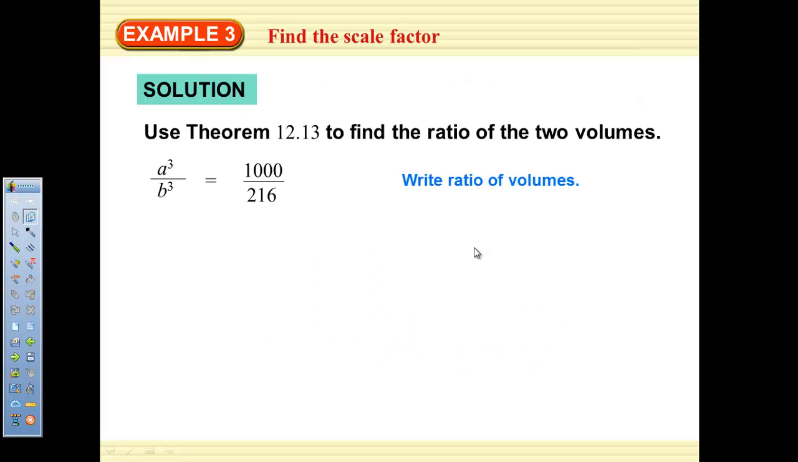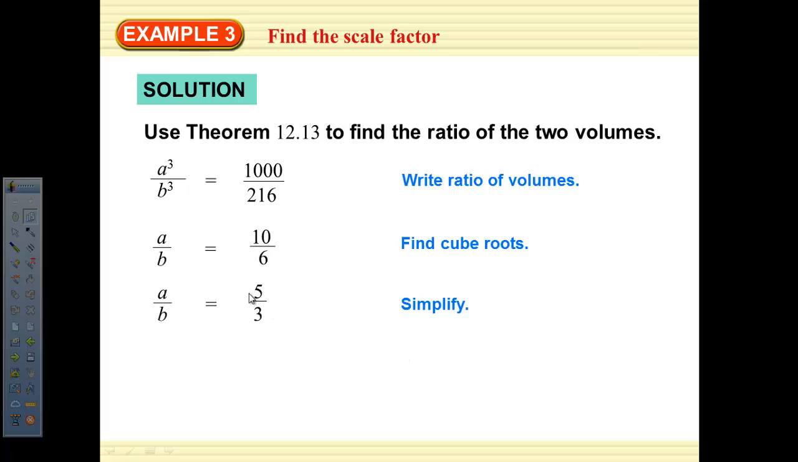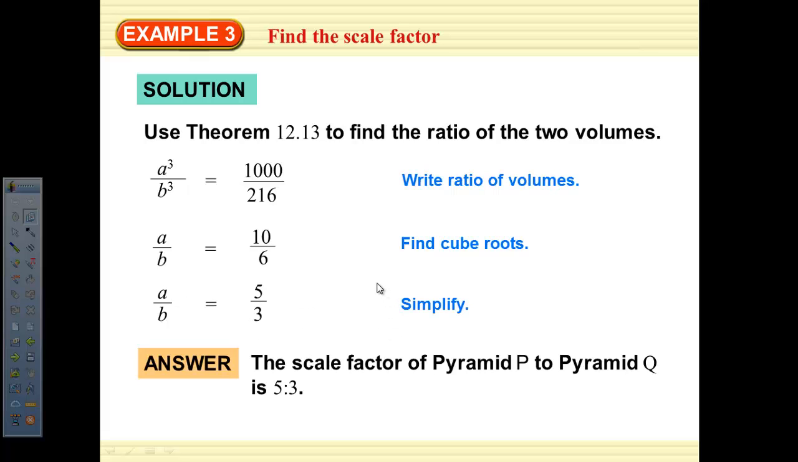So again, we know A cubed over B cubed is 1,000 over 216. We find the cube roots, we get 10 over 6. We reduce, we get 5 over 3. Our scale factor is 5 to 3. Okay. Again, remember, it said P to Q, so you'd write 5 to 3. If you'd written 3 to 5, it would be wrong.